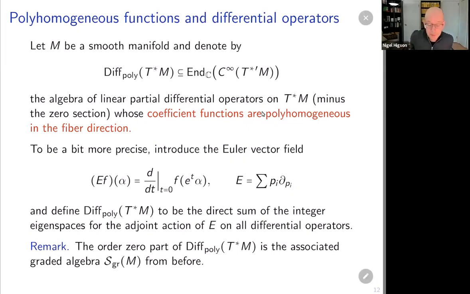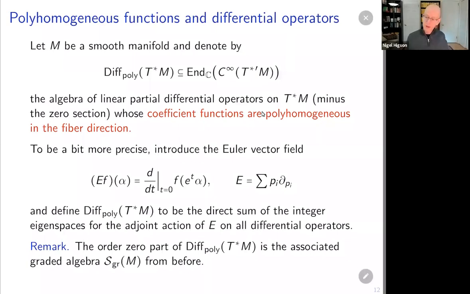I want to look at differential operators on the cotangent bundle. I want them to have polyhomogeneous coefficient functions, basically polynomial coefficient functions in the fiber directions. If you want to make that precise, you should use the Euler vector field. What I'm doing is looking at operators which are in the integer eigenspaces of the Euler vector field. So it's differential operators on T star of M, and in the fiber direction, they're just homogeneous in the way I've just described.